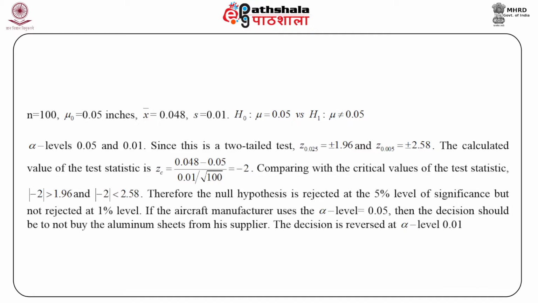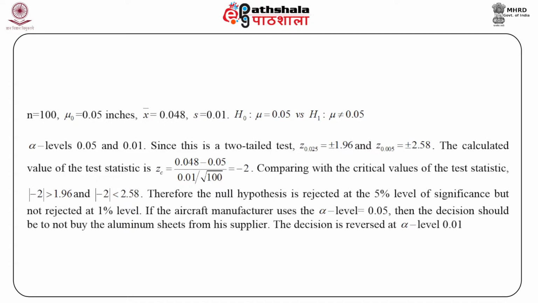Since this is a two-tailed test, we can see that z at 0.025 will be equal to plus minus 1.96. So this 0.025 is one tail area, and the total two tail area is 5%. Similarly, z at 0.005 is equal to plus minus 2.58.